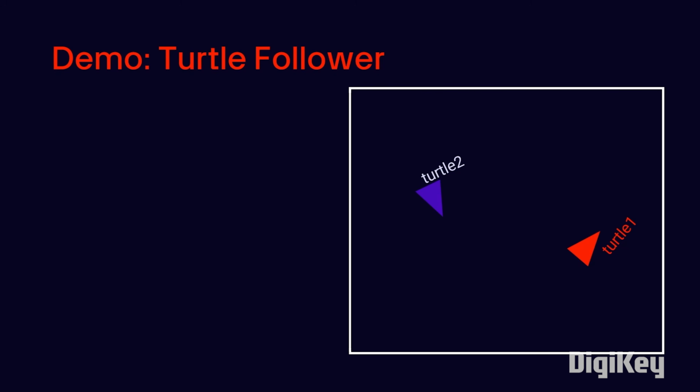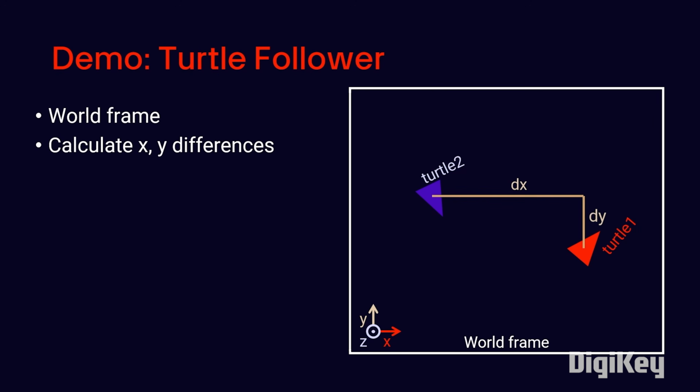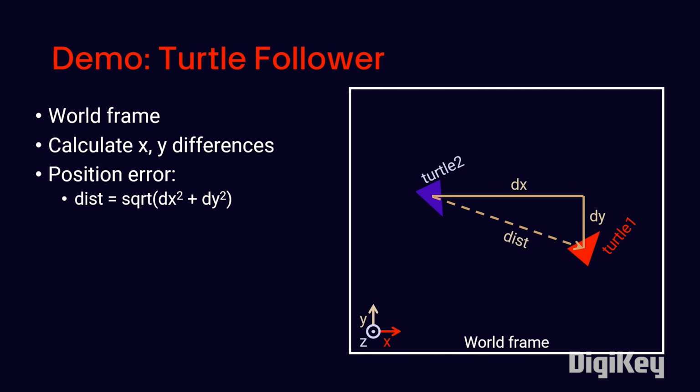Let's say we want to do this in the world frame. We'd first need to calculate the x and y differences between the turtle positions. In turtlesim, turtles are moved by providing a linear velocity and an angular velocity. So we need to get the distance between the turtles by using the Pythagorean theorem. This acts as our positional offset or error.